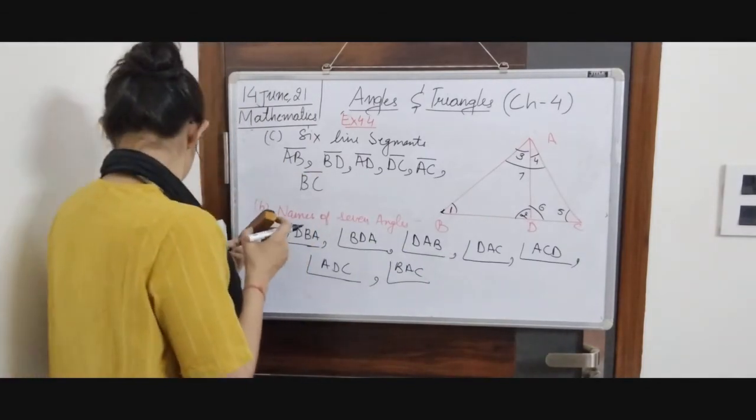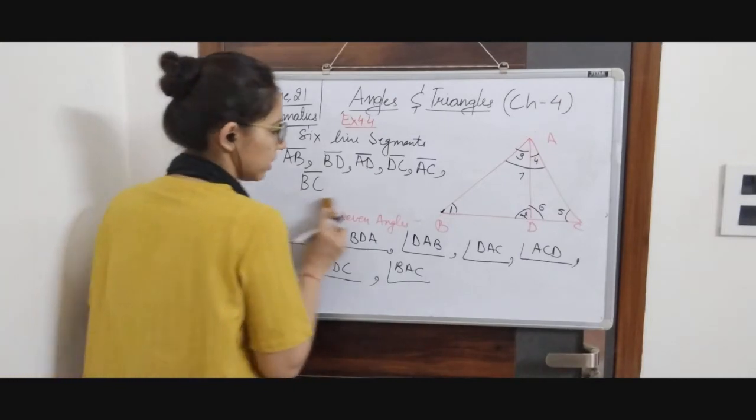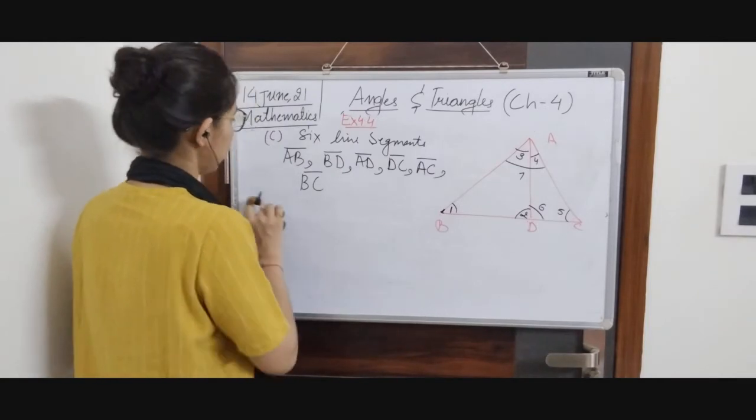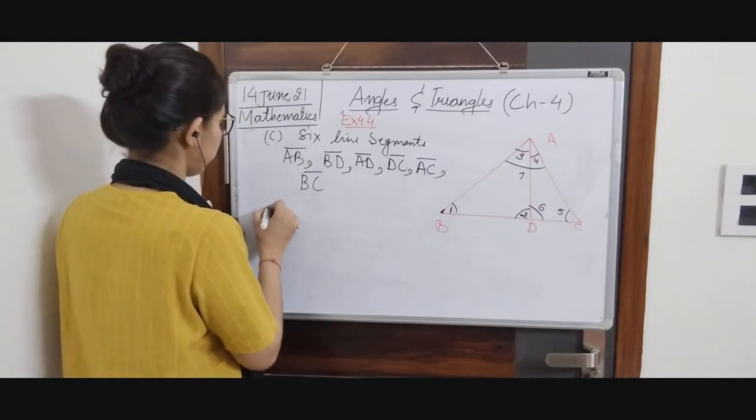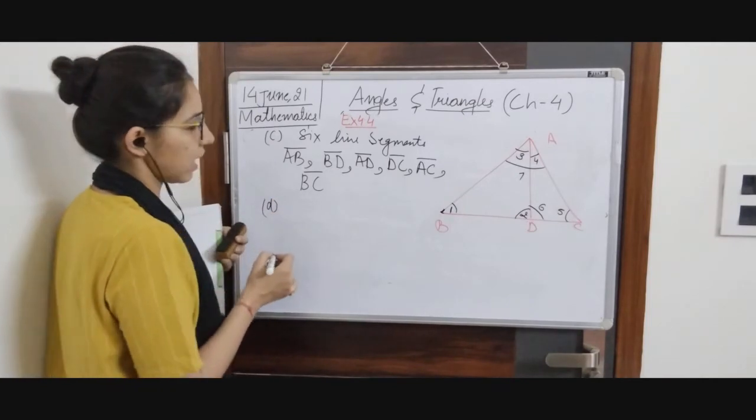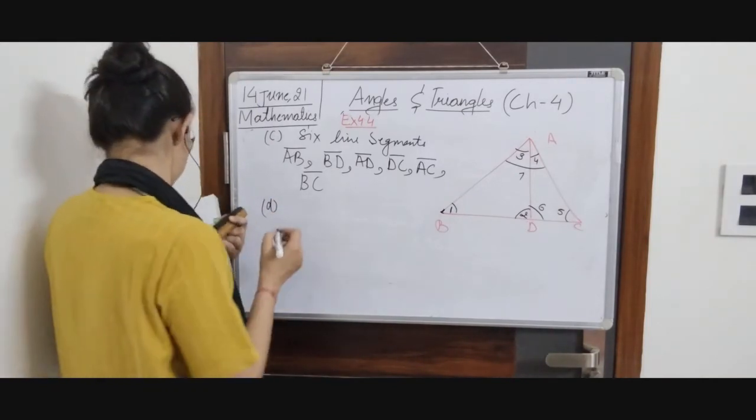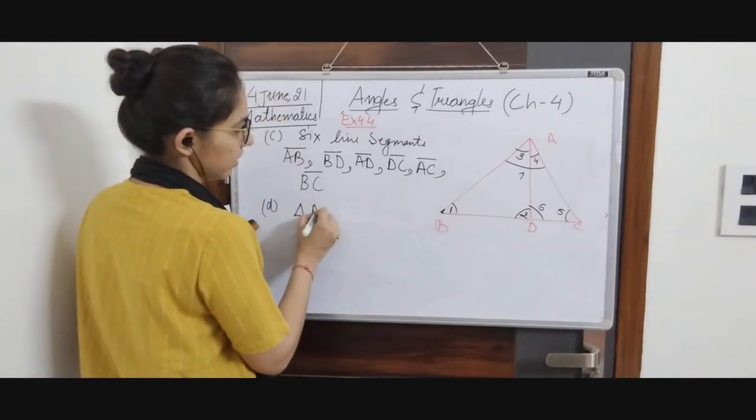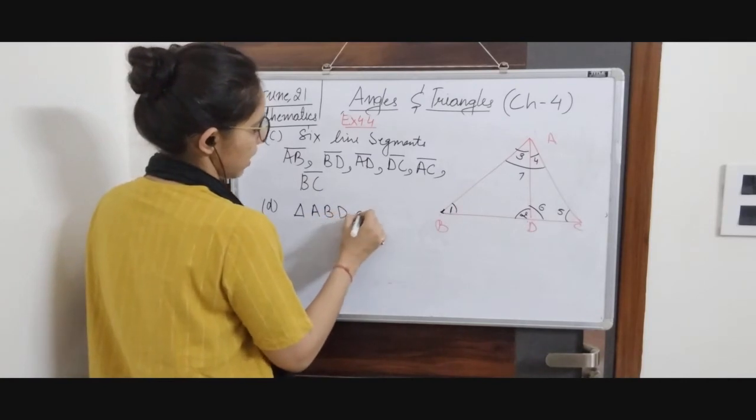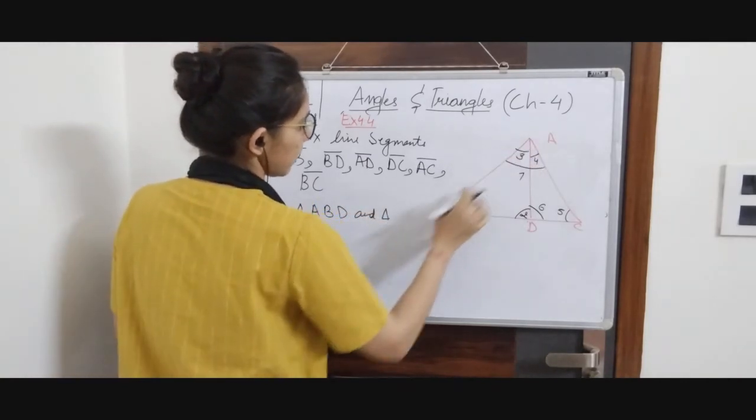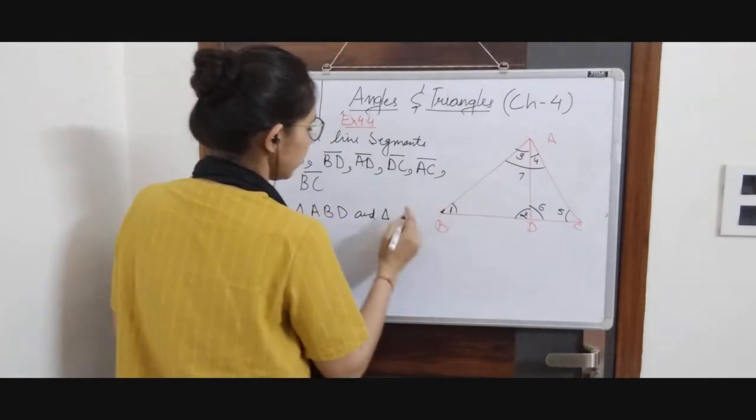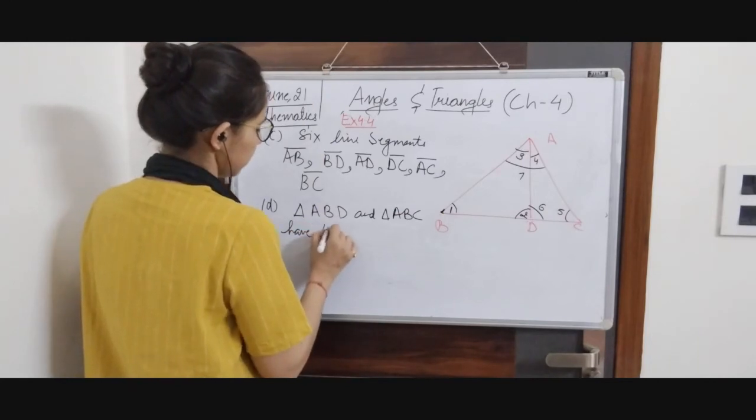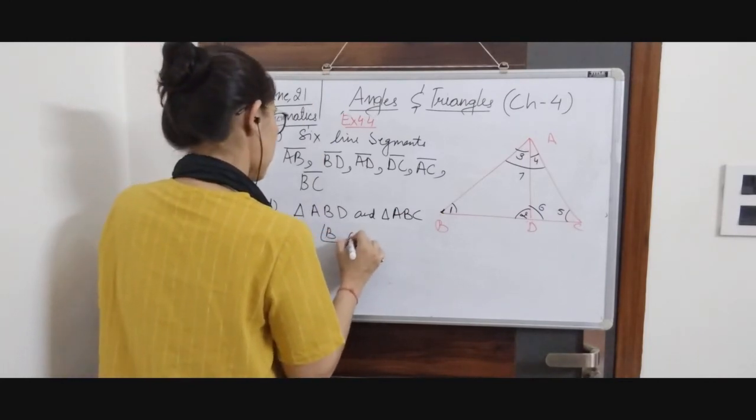Okay. Now part D: which two triangles have angle B in common? It means we have to find out which two triangles have angle B as one of their angles. I am writing triangle ABD. This triangle ABD and this bigger triangle ABC have angle B as common.